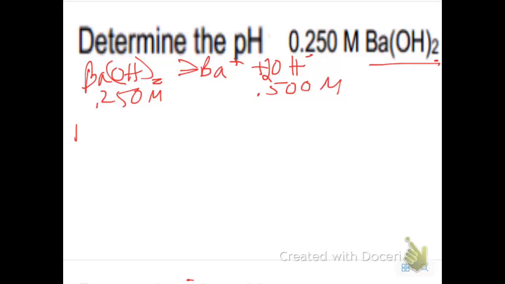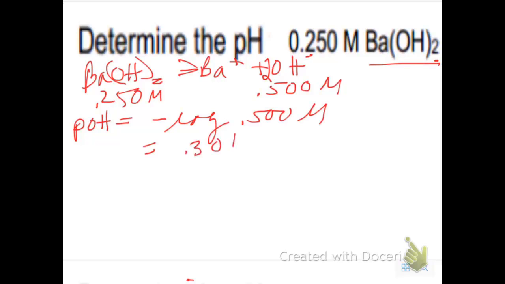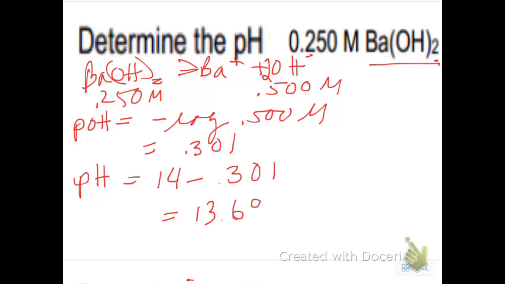So now when I do my pOH, I have to say it's the negative of the log of the 0.500 molar, which is going to be 0.301. So my pH is going to be 14 minus my pOH, which is 0.301. So that's going to be 13.698. And that makes sense. Again, very high pH, even higher than it was with potassium hydroxide, because for every one molar of the base, I get twice as many hydroxide.